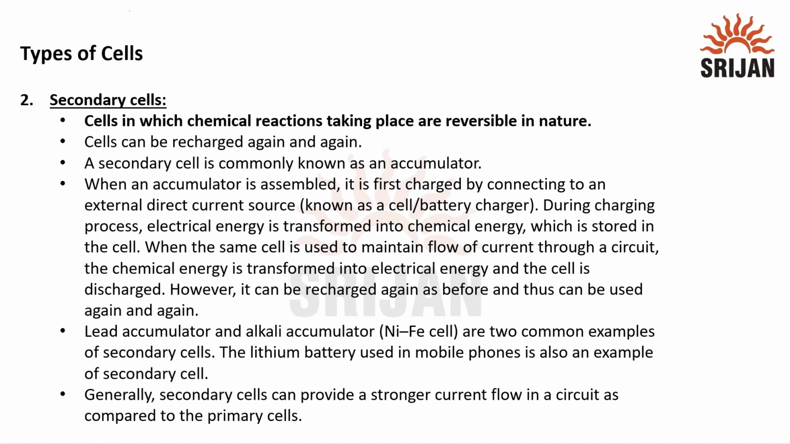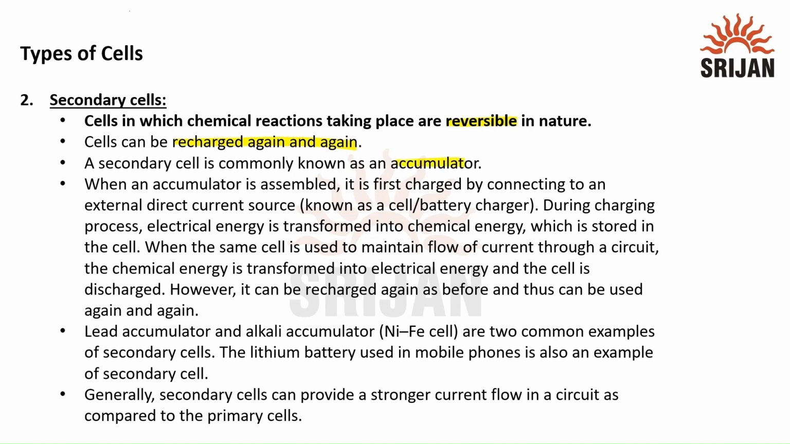The second type of cells are called secondary cells. You must have seen the cells which can be charged again. Once they are dead, we can use them again by recharging them. These types of cells are called secondary cells. The most common example which you use in your daily life is your mobile phone battery. Once your mobile phone is dead, you charge it again and you can use it again. So in these types of cells, the chemical reactions taking place are reversible in nature. These cells can be recharged again and again. A secondary cell is also commonly known as an accumulator.